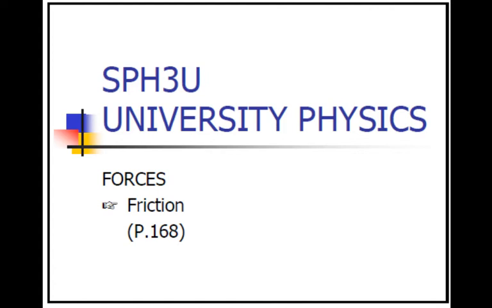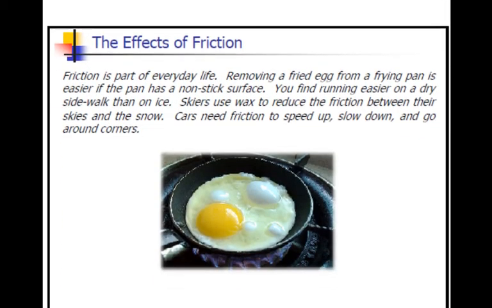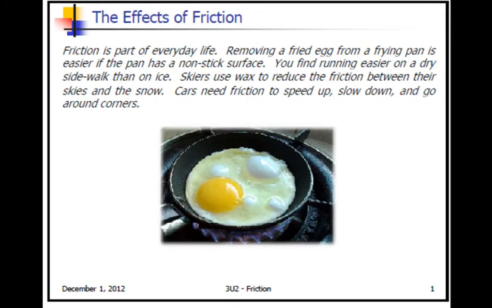So another type of everyday force you would experience that's rather important is friction. Friction is a part of everyday life. Removing a fried egg from a frying pan is easier if we have a non-stick surface. You find that running is easier on a dry sidewalk than it is on ice. Skiers wax their skis to reduce the friction between the skis and the snow to make them go faster. And cars need friction in order to speed up, slow down, or go around corners.